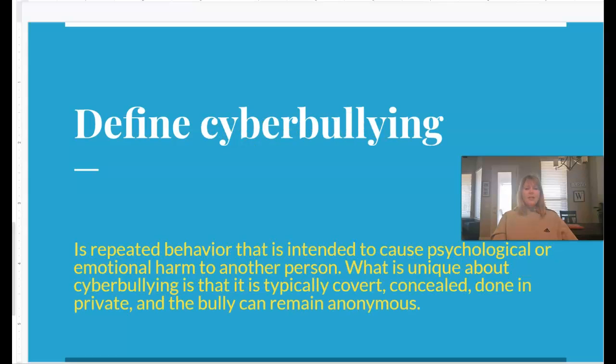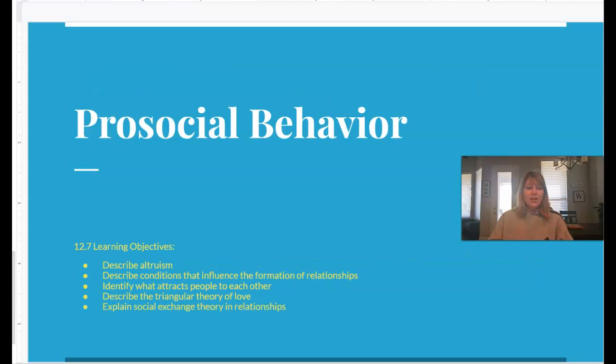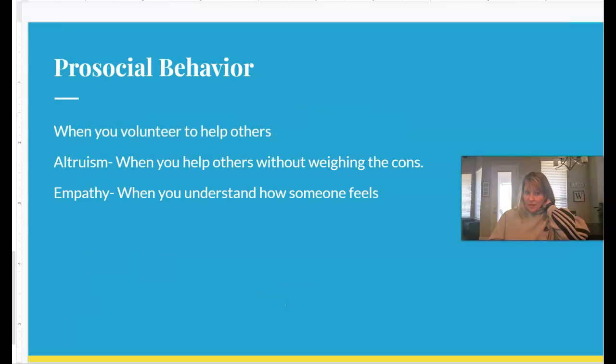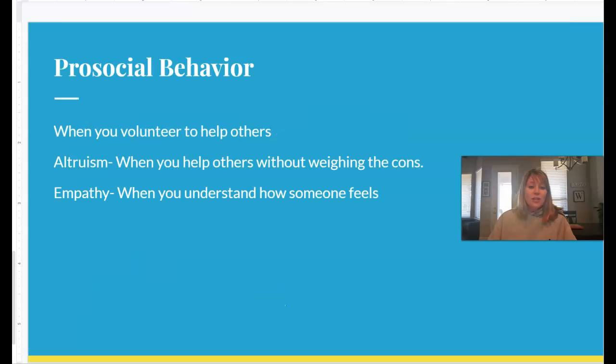Cyberbullying is repeated behavior that is intended to cause psychological or emotional harm. It's usually done via the computer, cell phones, something covert. Bystander effect is when you just watch somebody get beat up and you don't help. Pro-social behavior. Altruism is when you volunteer to help others, when you help others without weighing the cons. Empathy is when you understand how someone feels.